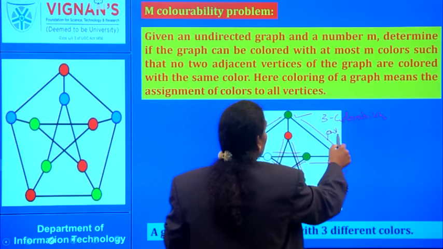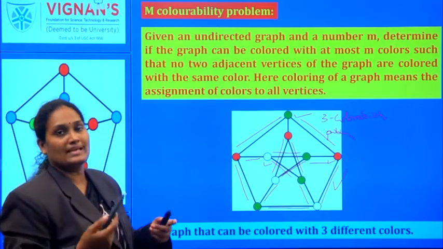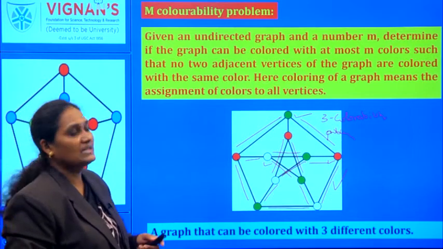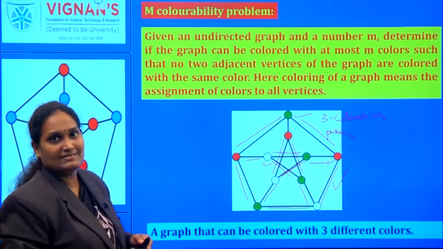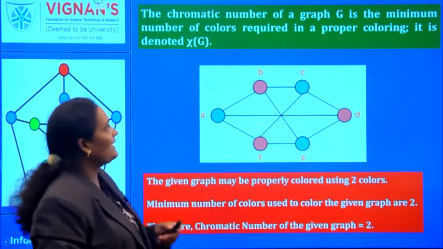That is, M colorability problem means M colors. At most we can use M colors. Here, in the 3 colorability problem, at most we are using 3 colors. Okay, right. Coming to the next one, chromatic number.